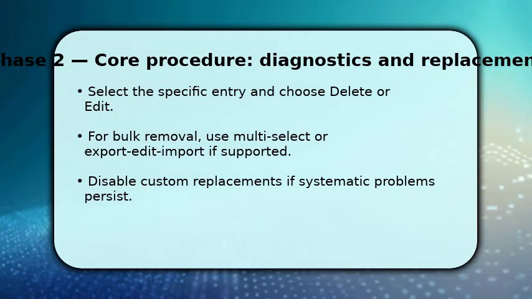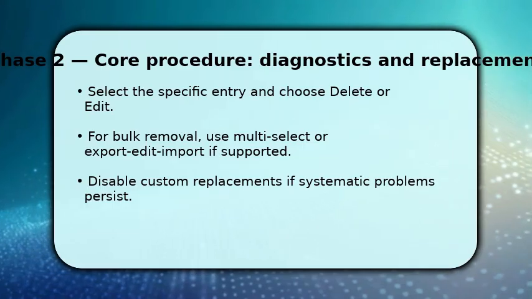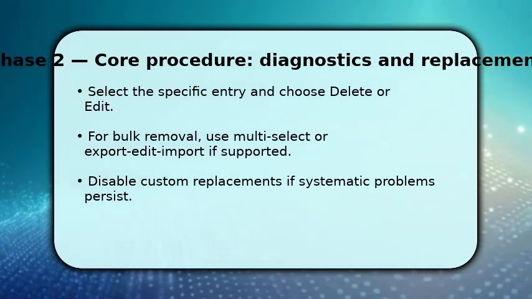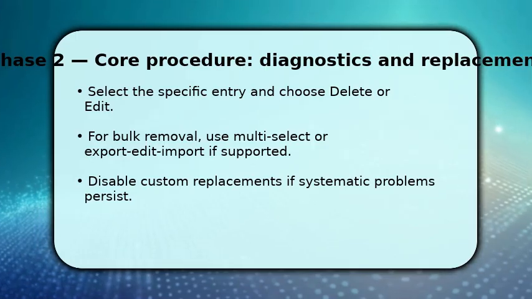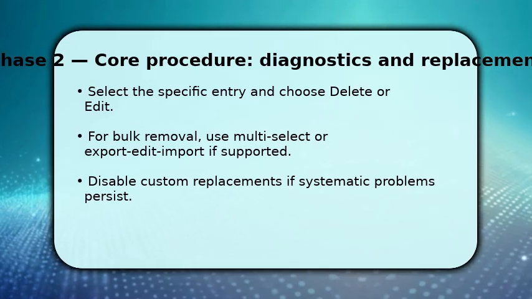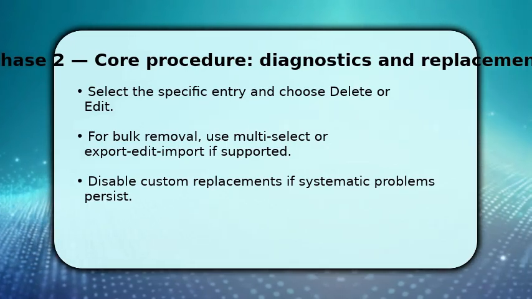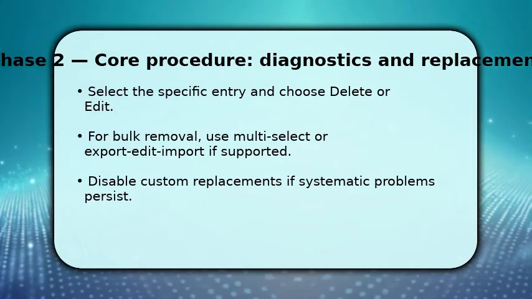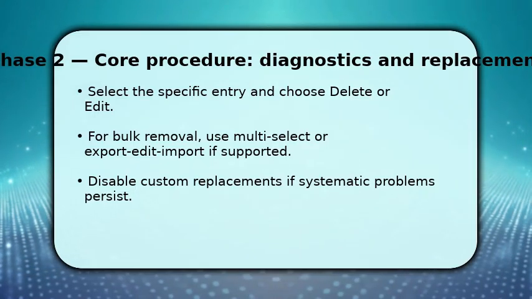If you need to clear many words, use multi-select or export the list to a text file, edit off device, then re-import. This is faster and reduces mistakes. Once done, test by typing the word to ensure it no longer appears. If replacements keep returning, disable sync or the specific replacement feature temporarily to avoid re-import.